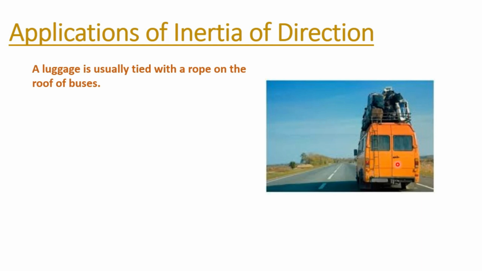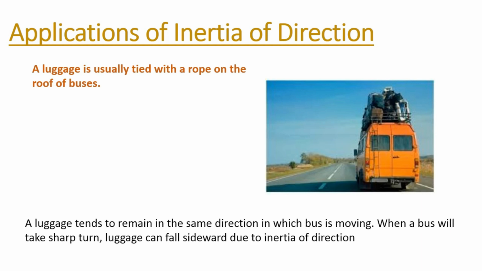So if the bus stops suddenly and takes a sharp turn, then the luggage can fall sideward. It can also be related to inertia of motion as well as inertia of rest. Now, this is the explanation. Luggage tends to remain in the same direction in which the bus is moving. If a bus is moving in a straight direction, the luggage tends to remain in the same direction. And when the bus takes a turn, the luggage can fall sideward due to inertia of direction.